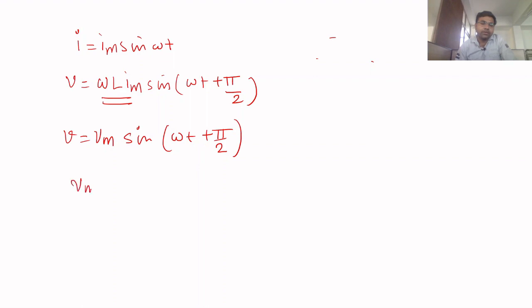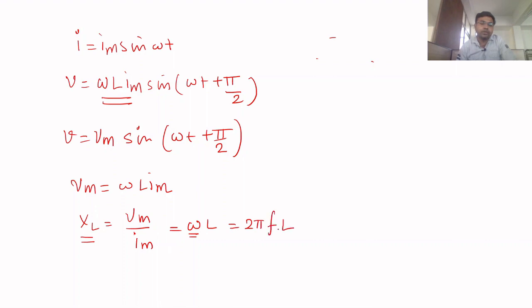And what is Vm here? Vm is nothing but ωL into Im. So in order to find the reactance, if we compare with the resistor, what is R? R is nothing but V upon I. So Vm upon Im is the inductive reactance, which is nothing but ωL. What is ω? 2π into frequency into L. So it means that if I increase the frequency, my XL would increase.